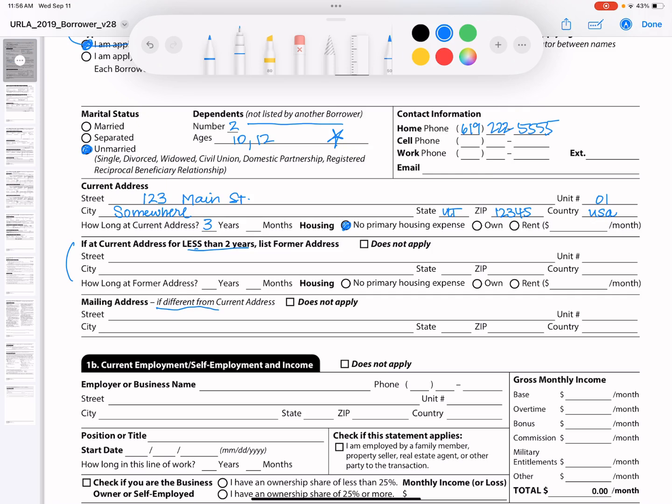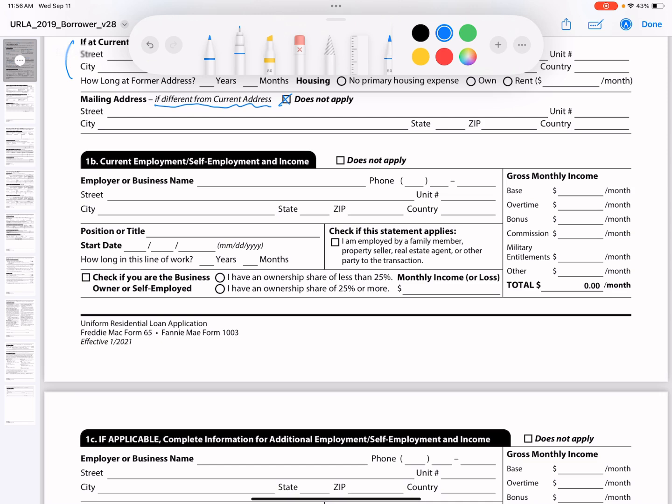Mailing address, if different from current address. If your mailing address is the same as your current address, check does not apply. So current employment, this is pretty straightforward. You're going to put your employer name here. Honestly, if you don't know the address, you can leave it blank because they're going to ask you for pay stubs and W-2s anyway, and they're going to get to know all of this stuff about you. But you do need to put the name of your company and then your income.